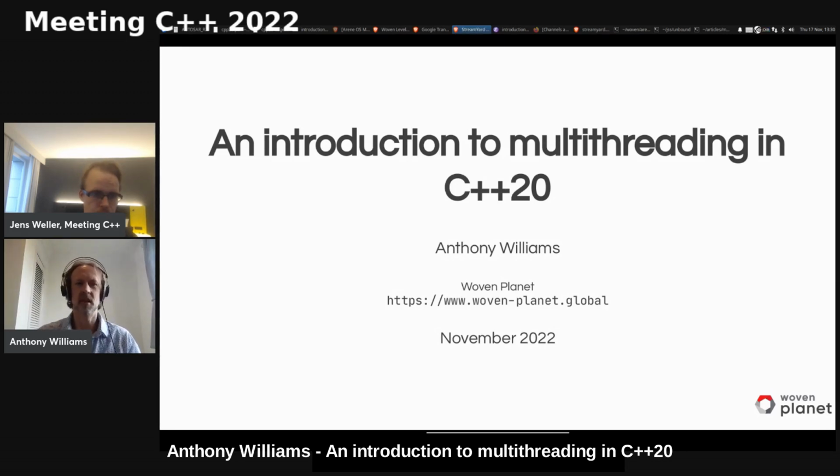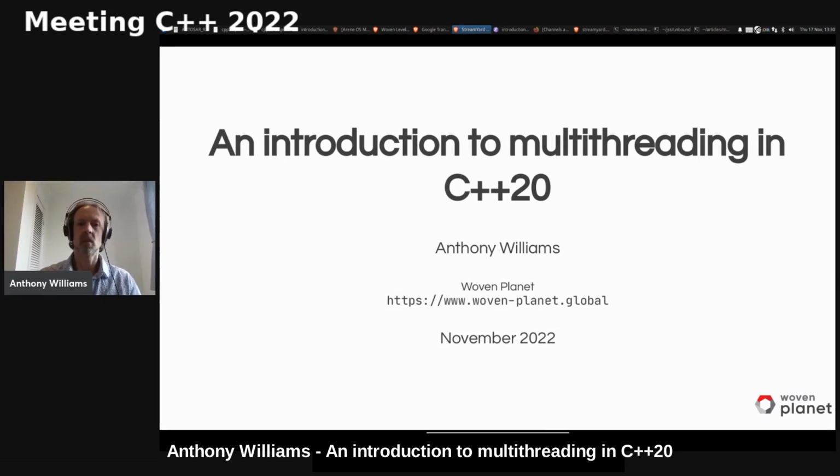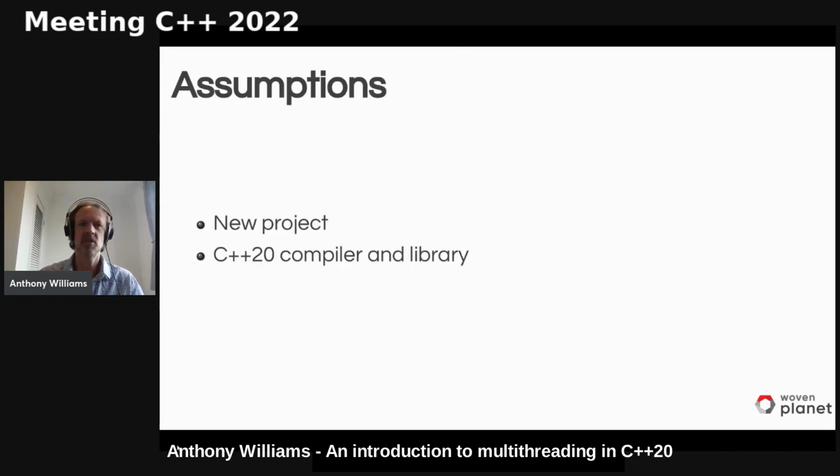Okay, so thank you. I'm going to be talking about multi-threading in C++20. First off, I'm going to be making some simplifying assumptions. The first one is that we're starting a new project, so we don't have to worry about existing code and compatibility with what we've already got. And secondly, that we've got a C++20 compiler and library. Lots of the things that I'm going to talk about will still apply if you've got C++17 or C++14 code, but specifically we're going to be focusing on the C++20 stuff, so you probably need the C++20 compiler.